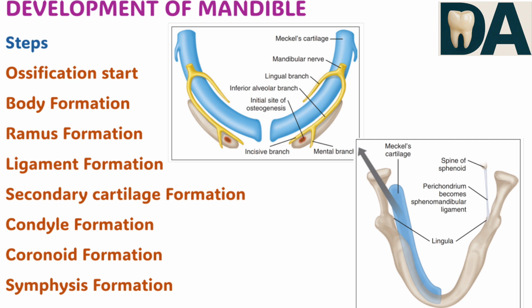Those ossify and are incorporated into the bone postnatally, during which the fibrous union, syndesmosis between the two halves of the mandible, is converted into a bony union, synostosis, and development of the mandible is now complete.